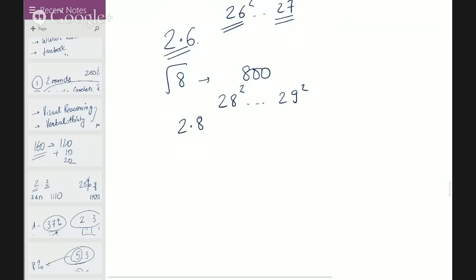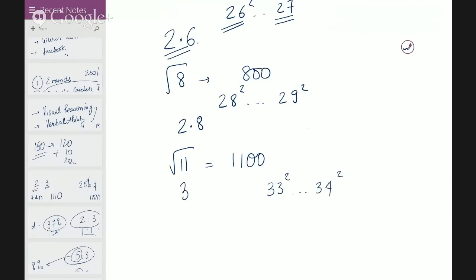All right. Square root of 11, let's say. 11 is as good as 1100. 1100 lies between which two squares? 32 square is 1024 and 33 square is 1089. So still not between 32 and 33. 34 square is 1156. So it lies between 33 square and 34 square, and that's the answer. The square root of 11 is actually 3.3 something. Yeah, for the first decimal, you'll get a correct answer.